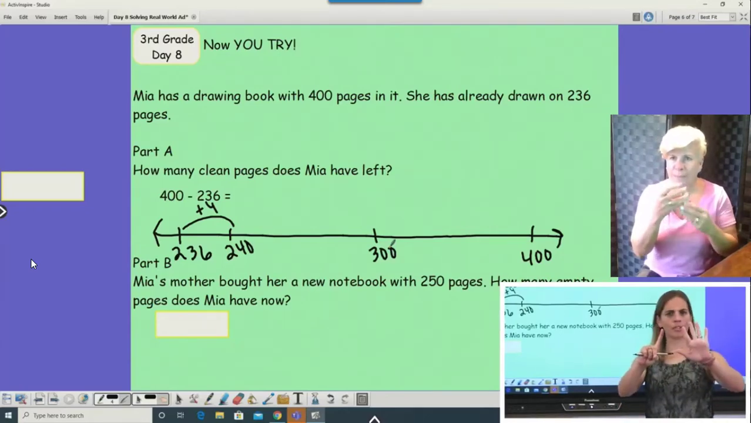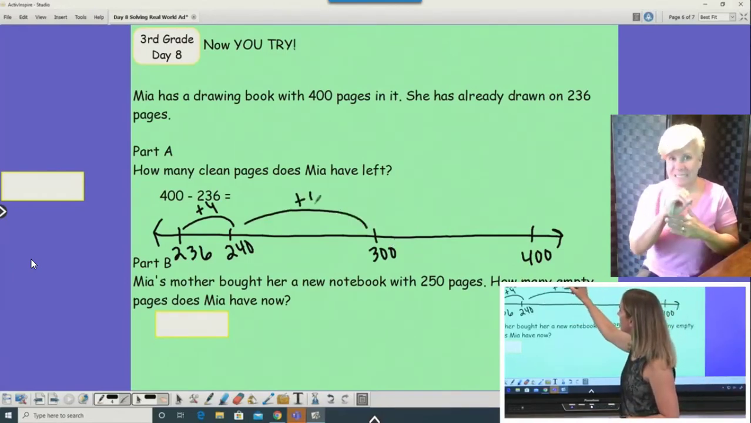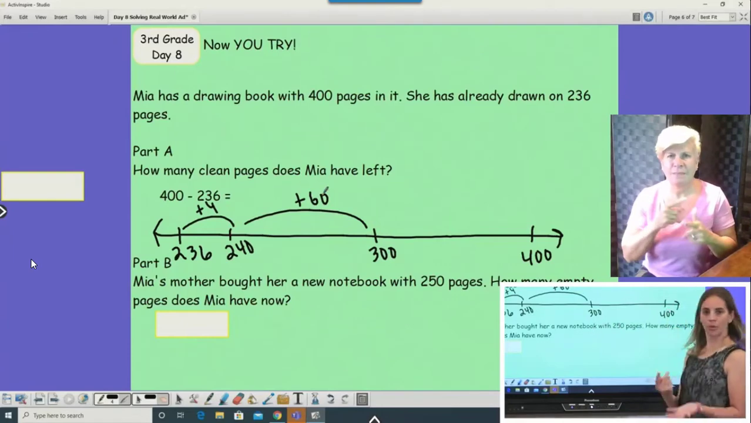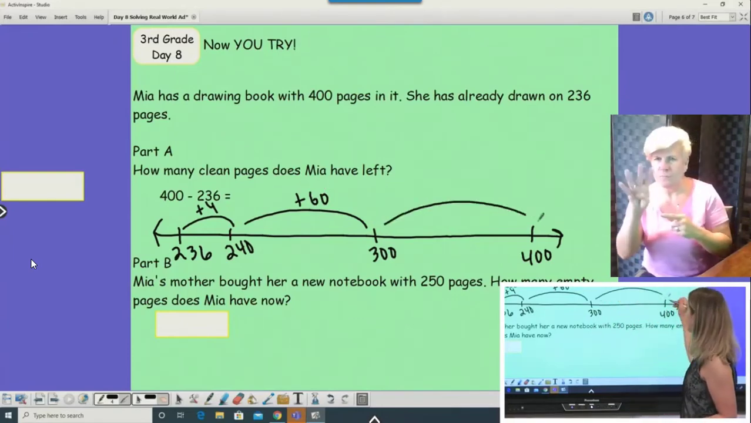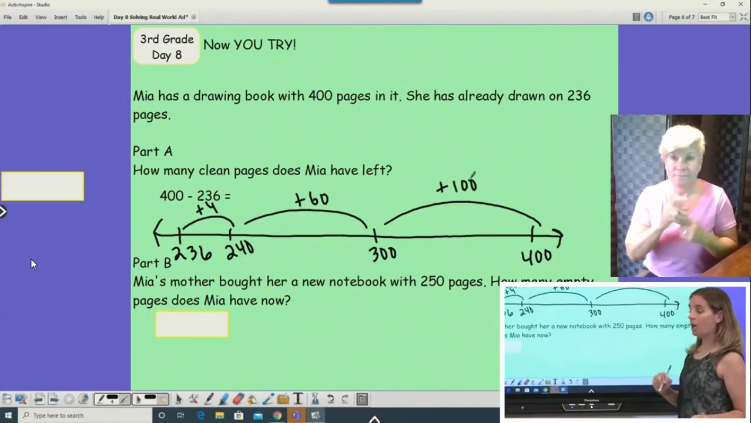How many 10s did we have to jump? 1, 2, 3, 4, 5, 6. So we know that 6 10s is the same as 60. And then take a look at this. From 300 to 400, that's a big jump, but it's an easy one. I'm just simply going to go 100.